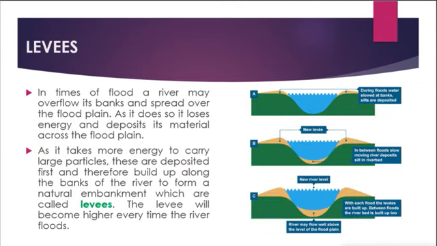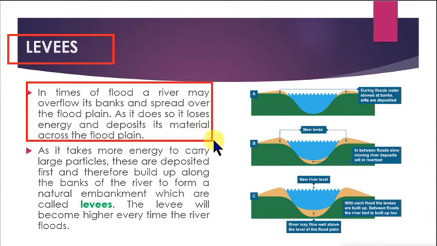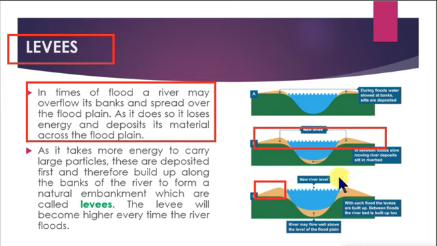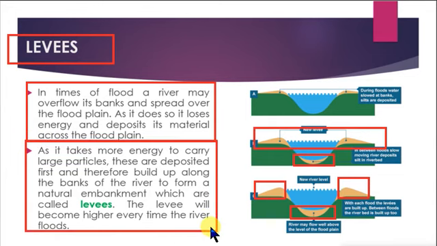Now let us see what levees are. In times of flood, a river may overflow its banks and spread over the floodplain. As it does so, it loses energy and deposits its material across the floodplain. As it takes more energy to carry large particles, these are deposited first and therefore build up along the banks of the river to form a natural embankment, which is called a levee. The levees will become higher every time the river floods.